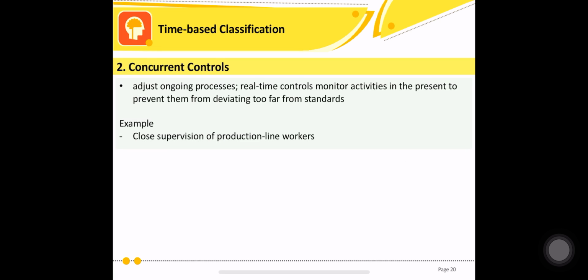Next, in the time-based classification, we have concurrent controls. When you say concurrent, these adjust ongoing processes. They are real-time controls that monitor activities in the present to prevent them from deviating too far from standards. Examples here are close supervision of production line workers.